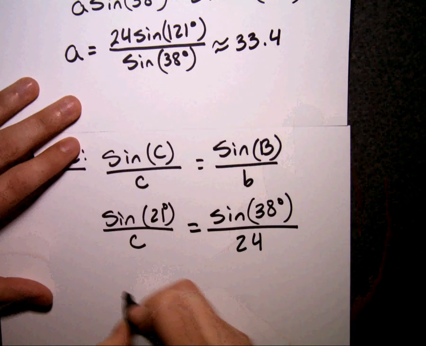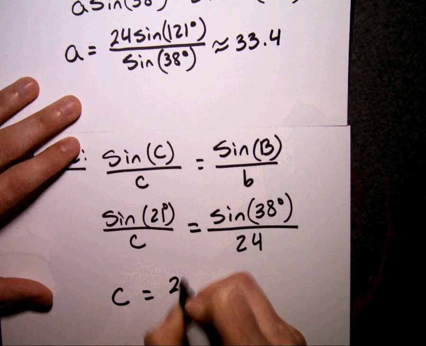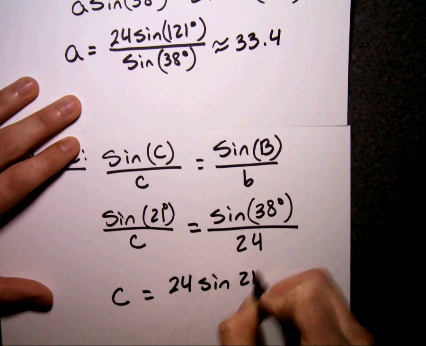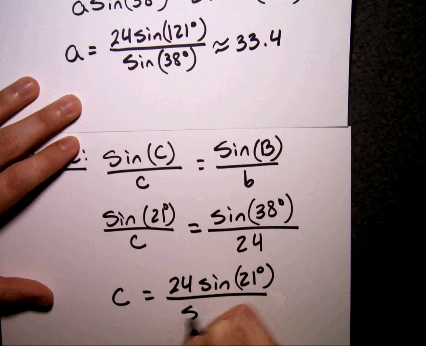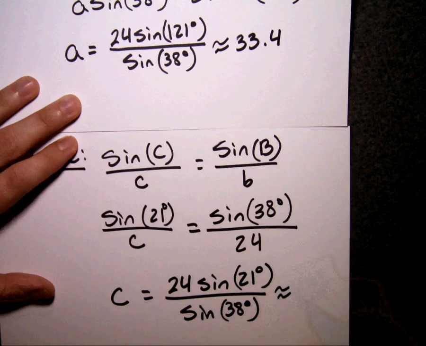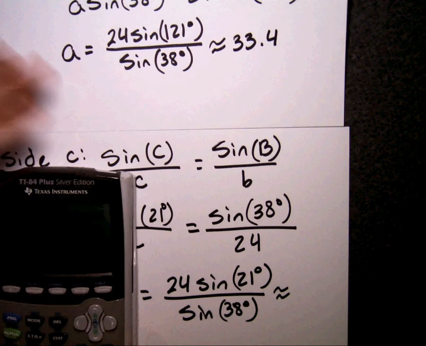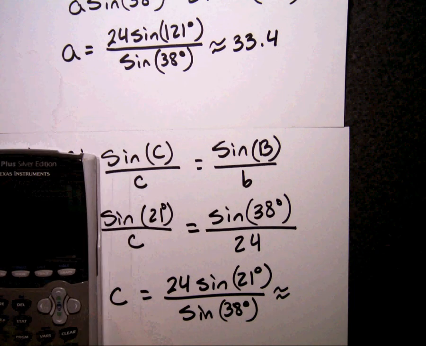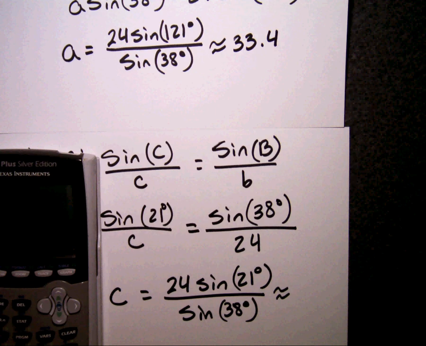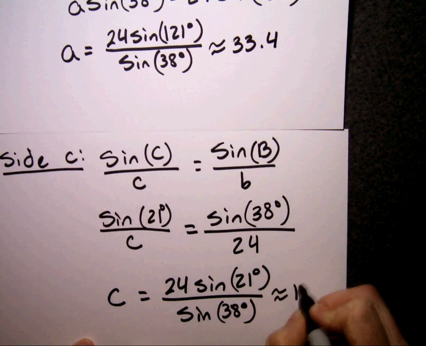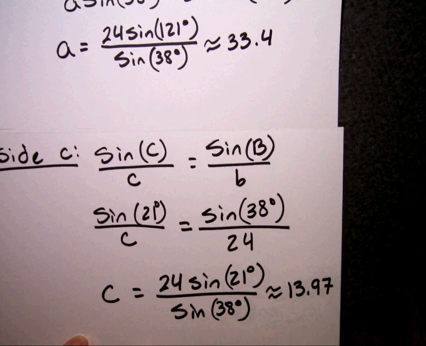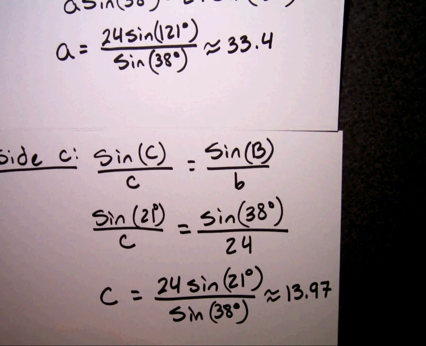So I end up that C is equal to 24 sine of 21 degrees divided by sine of 38 degrees, which again we're working in degrees, so make sure your calculator is in degrees. And I have 24 sine of 21 divided by sine of 38. It's going to give me approximately 13.97. And so there we go. We found all of the missing pieces.